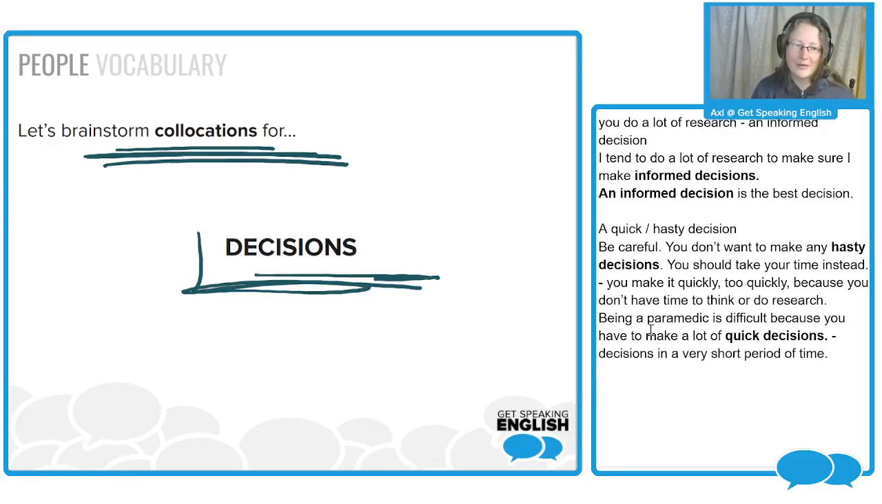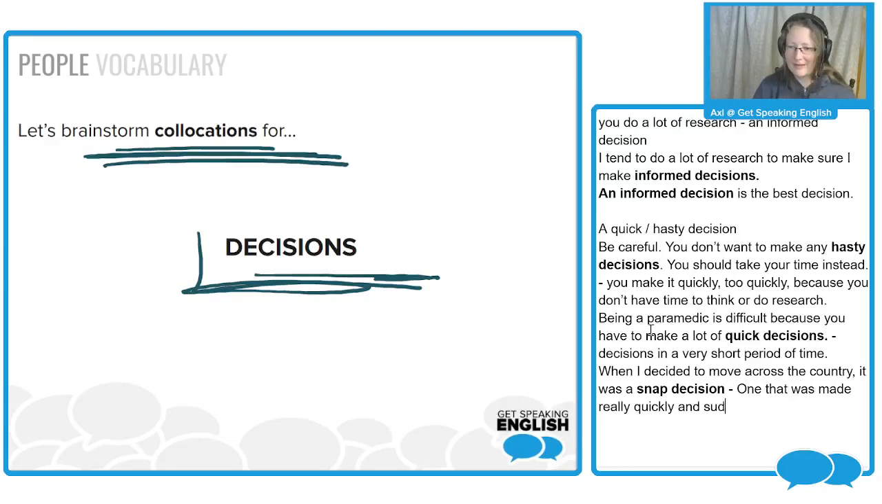And then finally too, you might hear about people making a snap decision. So for example, a snap decision might be a sudden decision. So for example, when I decided to move across the country, it was a snap decision. So one that was made maybe really quickly and suddenly. So maybe it seems even random, maybe. All right.